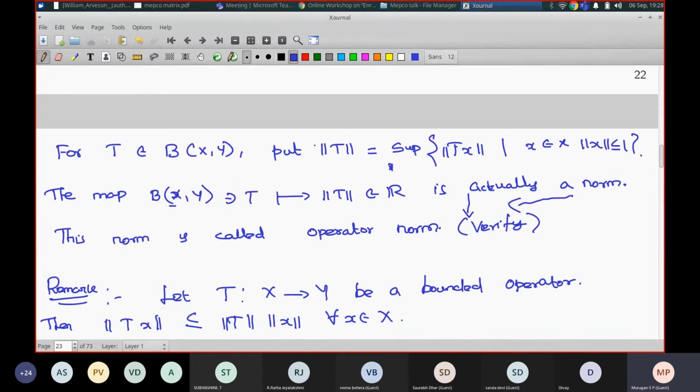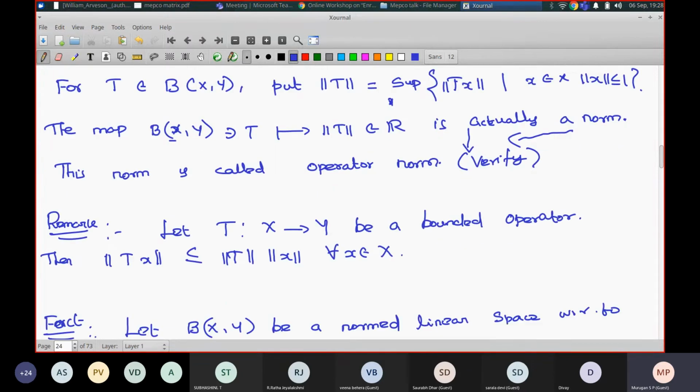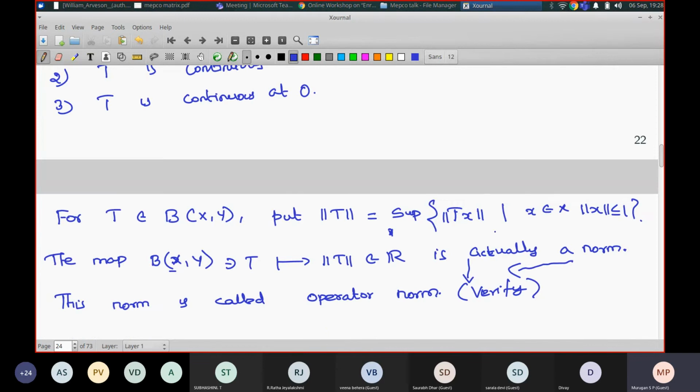If you have a bounded operator, you can define a norm. The norm of T is defined by the supremum of norm of T of x over the set of all x belonging to X such that norm of x is less than or equal to 1. You have to verify this is actually a norm. This norm is called the operator norm. There is a remark: let T be a bounded operator, then norm of T of x is less than or equal to norm of T times norm of x, where norm of T is the supremum of this quantity.